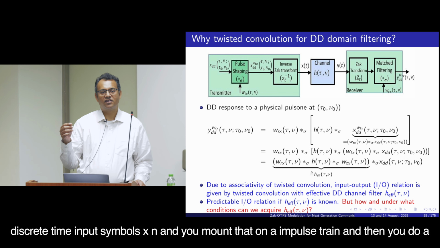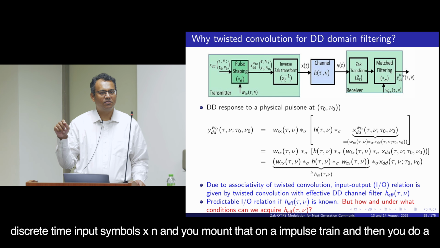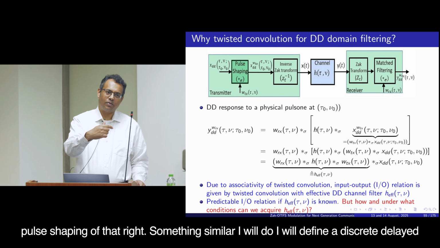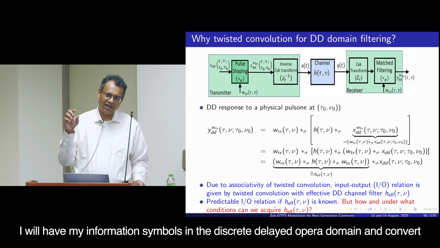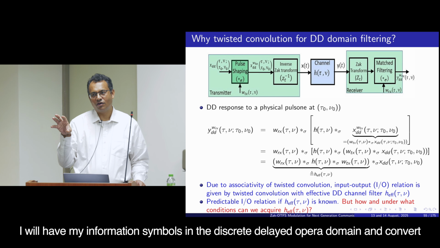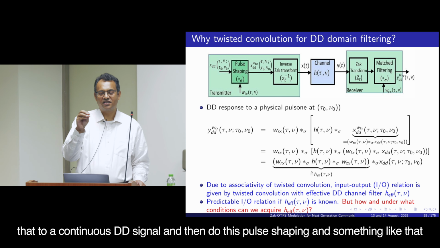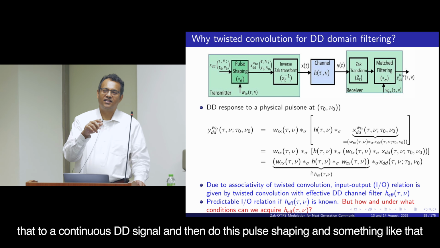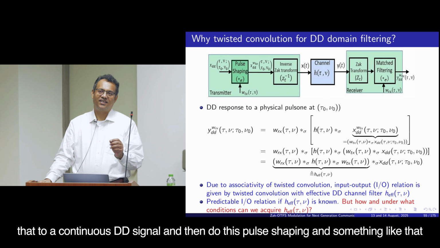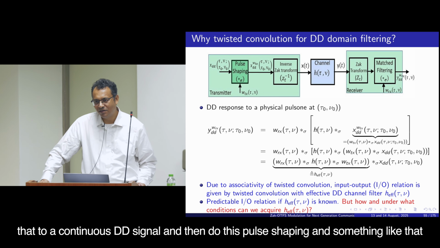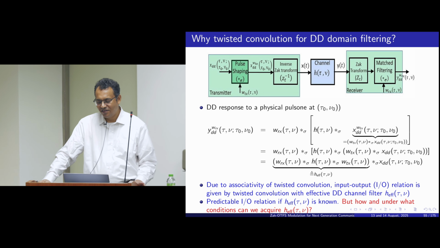So, that is what we do in the time domain, right? You start with discrete time input symbols x n, and you mount that on an impulse train, and then you do a pulse shaping of that, right. Something similar I will do. I will define a discrete delay Doppler domain, I will have my information symbols in the discrete delay Doppler domain, I will convert that to a continuous DD signal and then do this pulse shaping and something like that.